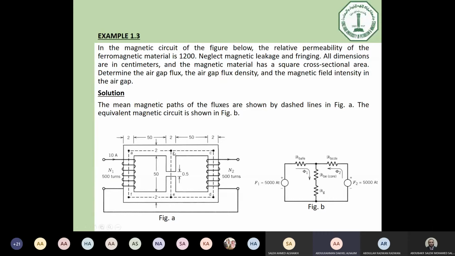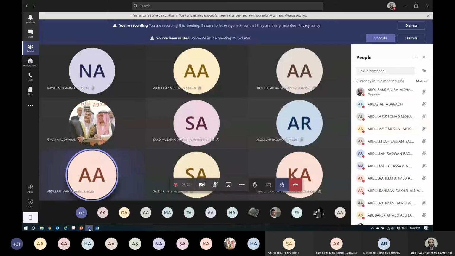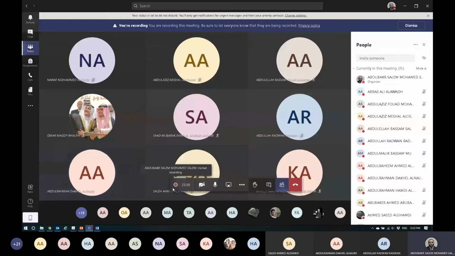Doctor, your mic is muted. Muted since a long time or just now? Ten seconds ago only. Yeah. How? I don't know. Is it a technical problem or what?